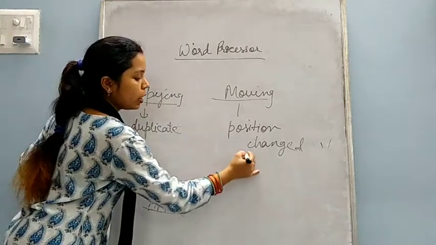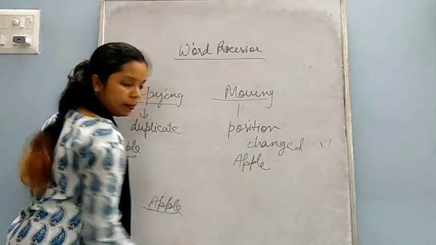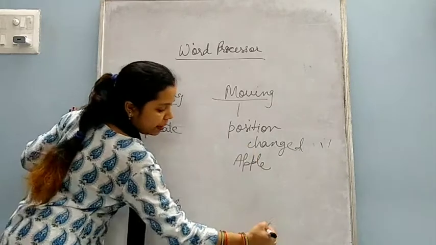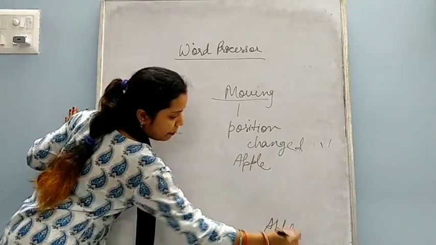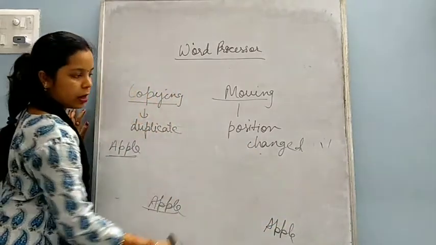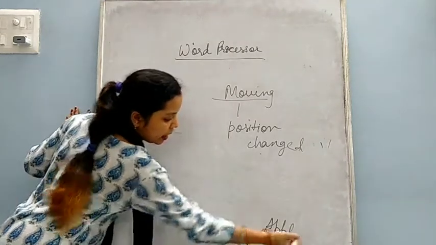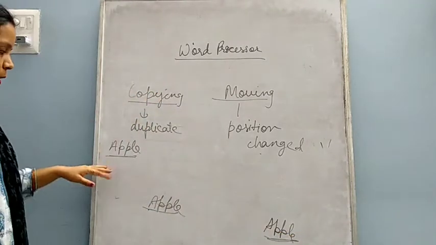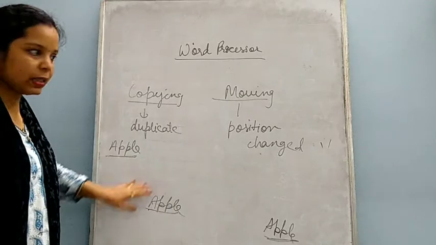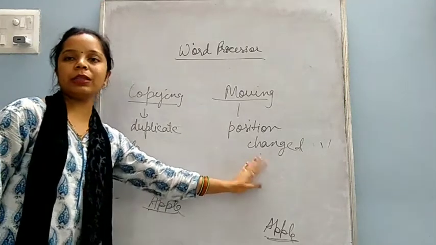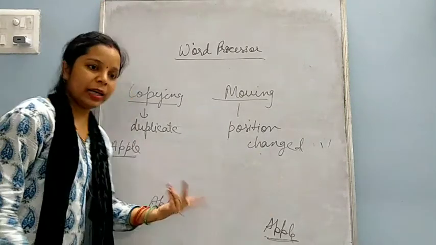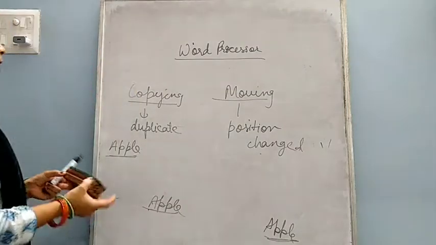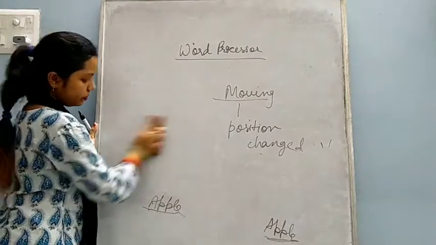And in moving, suppose I have written a word here and I want to move it here. What will happen? This word will be removed and it will be shifted here. This is known as moving. In copying, it is present at both places. In moving, it is removed from the original place and moved to the next place. That is copying and moving.